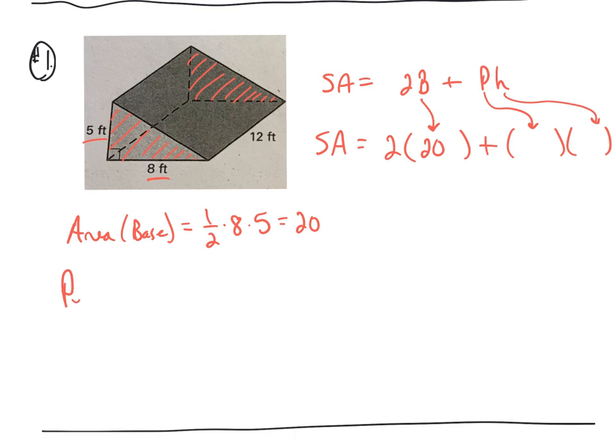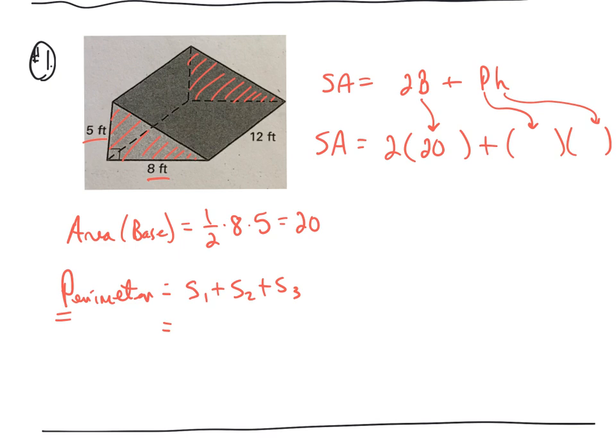P is the perimeter, I'll underline that, is the perimeter of a base. And how do we calculate a perimeter? We add up all of the sides. So for a triangle, in fact, I'll write it out here just so everybody's really clear, we just have to add up the 3 sides. We'd have to add up the 3 sides.